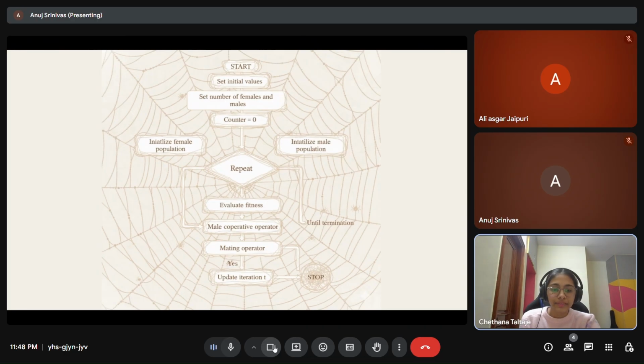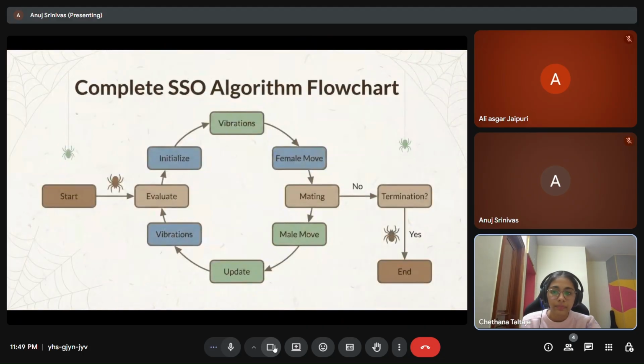So this flowchart gives a structural view of the social spider optimization algorithm. So we begin by setting the initial values and distributing females and males. Then we initialize the populations and evaluate their fitness. Next, the algorithm repeatedly applies movement and mating steps until the termination criteria is met. The visual representation helps understand this sequential process. Now moving on to the next slide.